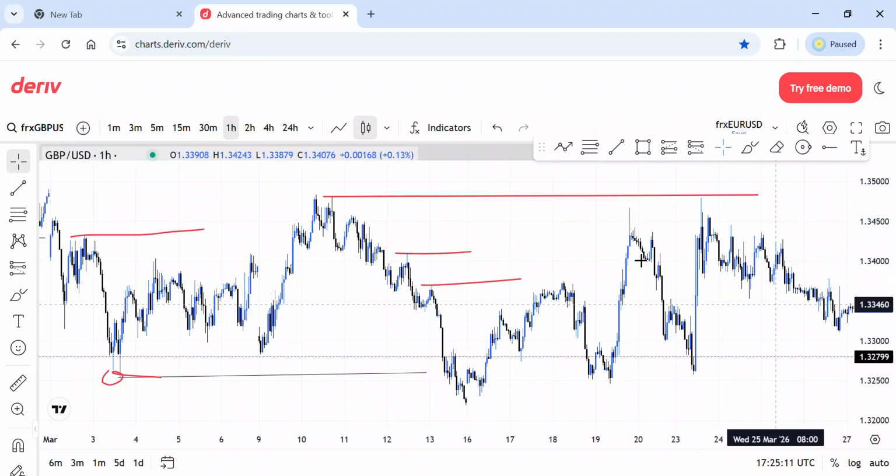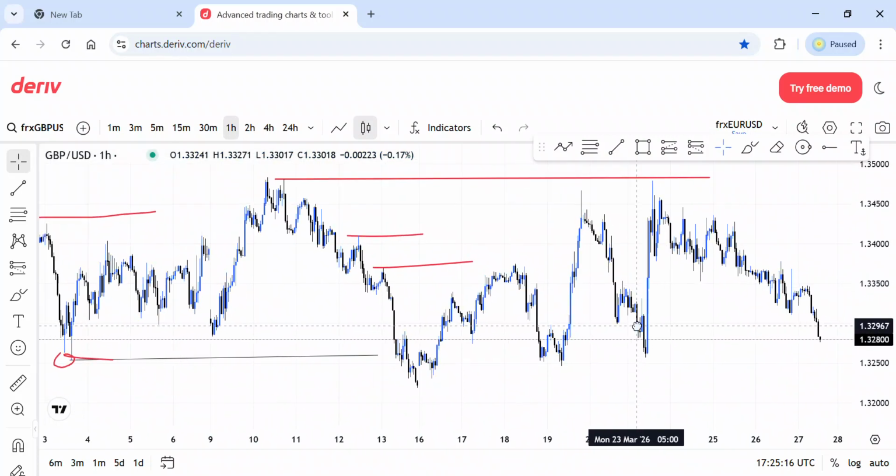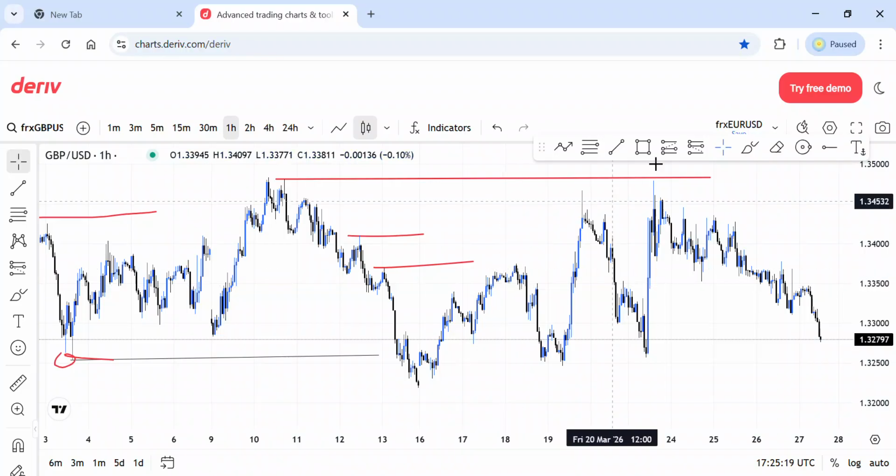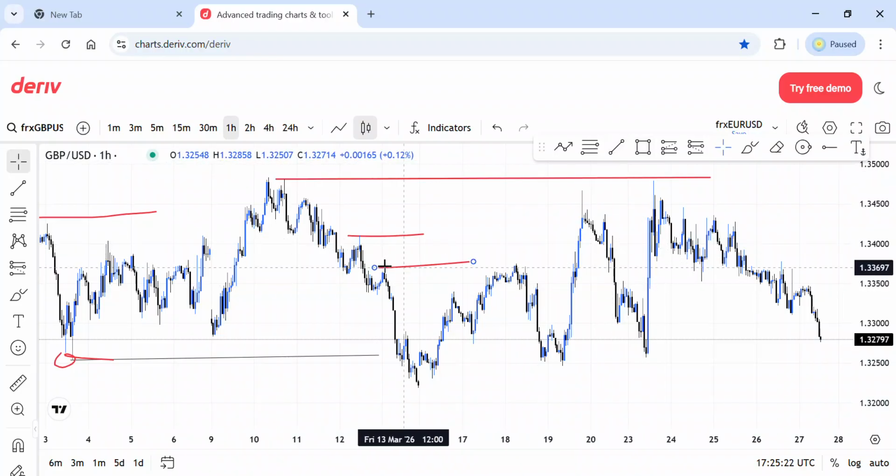I'm on this trade anyway. So that's just how to spot liquidity. It's very simple. Now we spot our liquidity like this. Market has cleared it out. What are you going to be looking for?